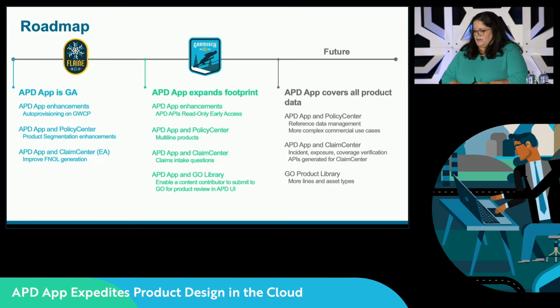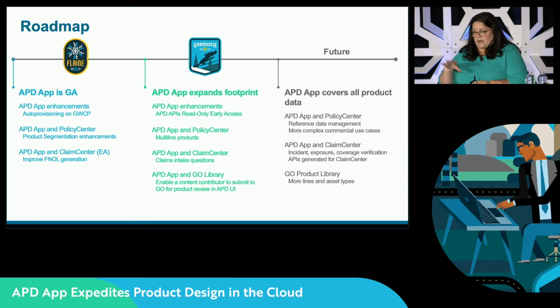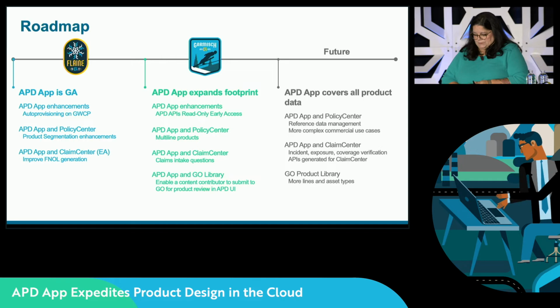In the future, we're going to add potentially reference data management to the APD app, which will allow you to store long lists, I guess type lists, like class codes and so on, so you can reference them from your applications on Guidewire Cloud Home. We'll add enhanced support for more complex commercial use cases, like SBTs, for example. In claims, we're going to add further support for incidents and damageables and for cloud APIs. And of course, on the Go product library, more lines and more asset types.